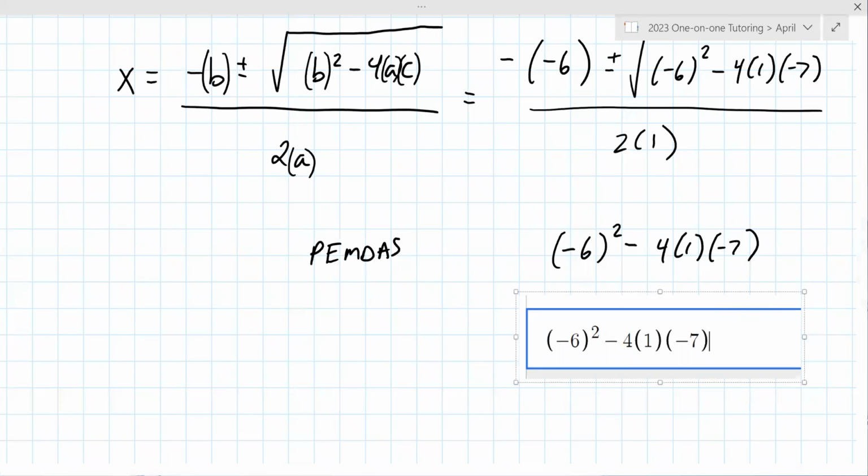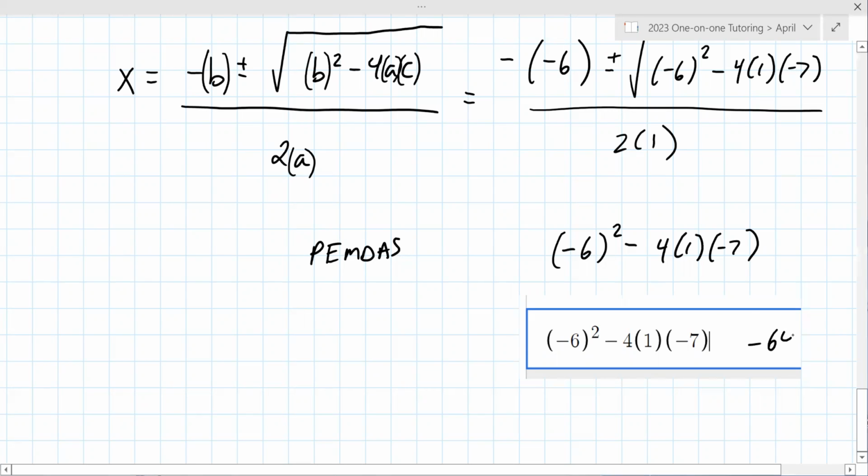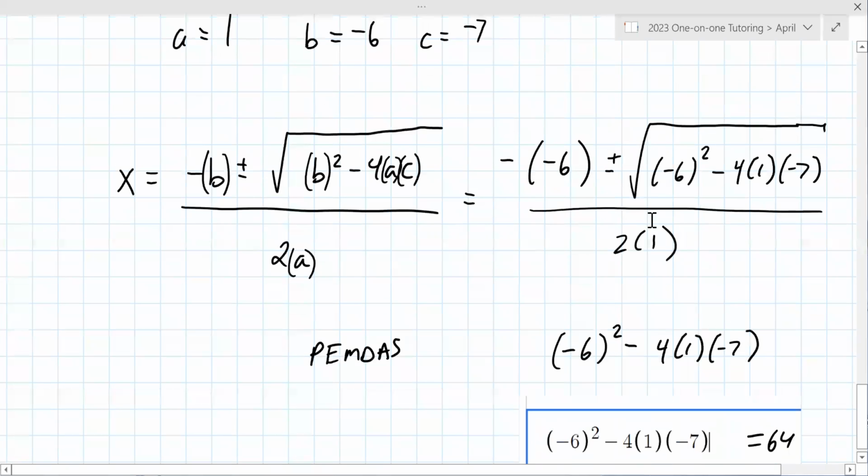All right. -7. 64. It is 64. Good. Okay. Now that's just one piece of it. That's just this part up here.